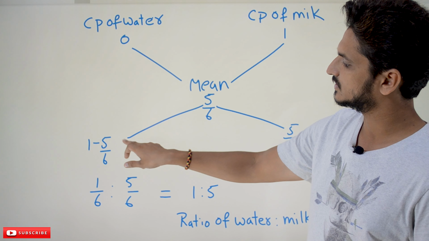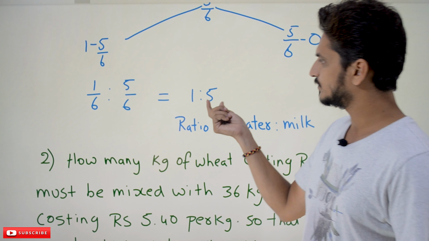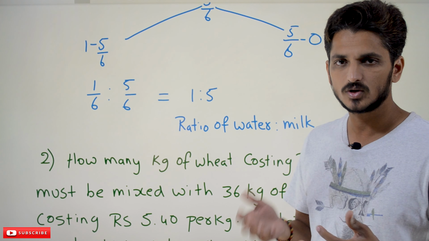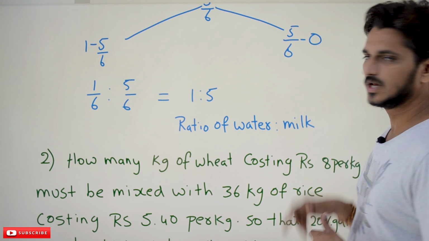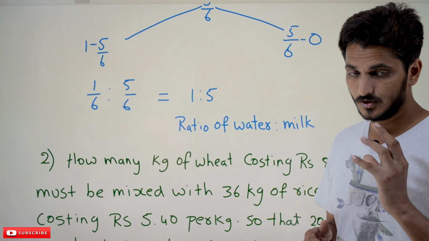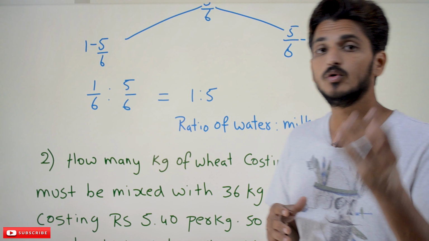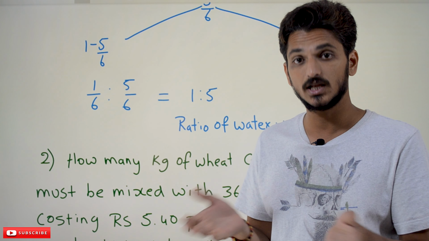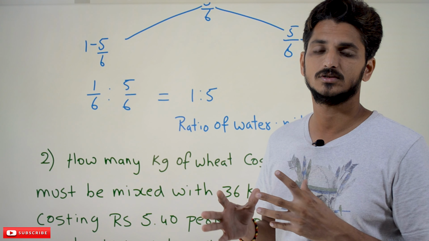So how many parts? In 6 parts, 5 parts should be milk and 1 part should be water. This is the water to milk ratio, 1 is to 5. The ratio of water to milk is 1 is to 5. If you mix 1 part of water in 5 parts of milk, you are going to get a profit of 20% if you sell that mixture at the cost price of the milk. That is what the question says.